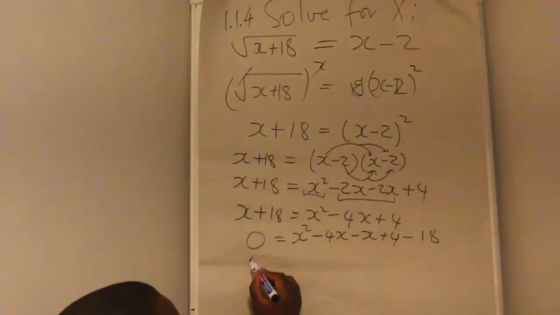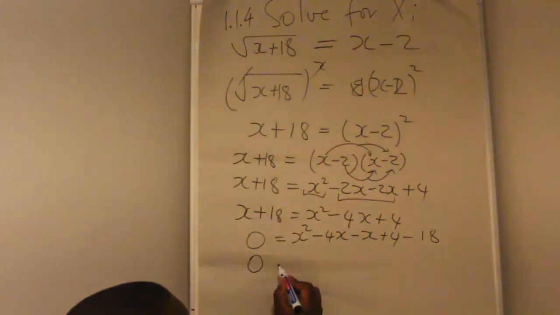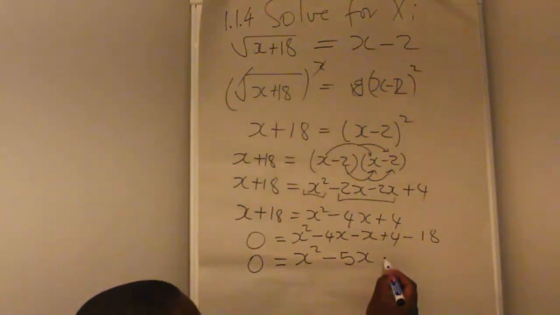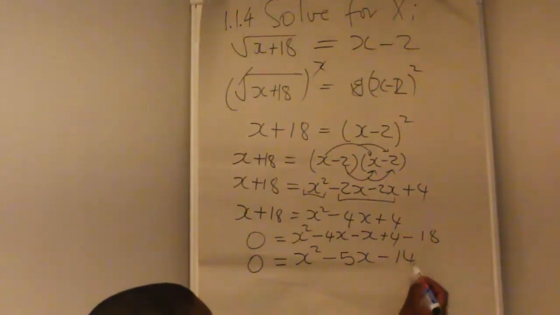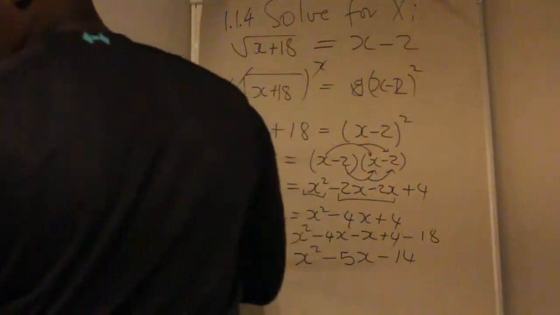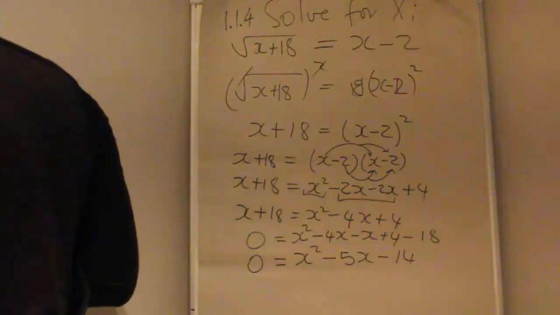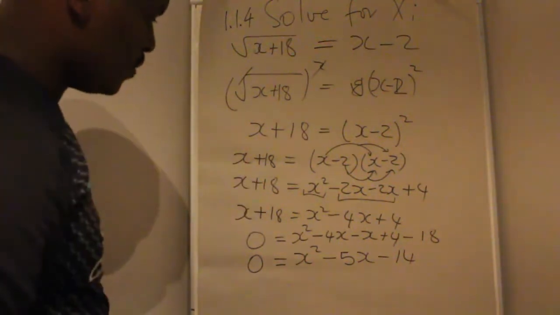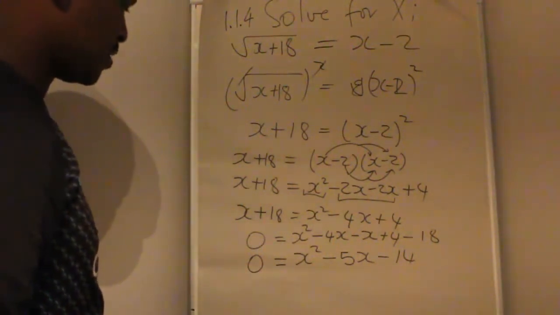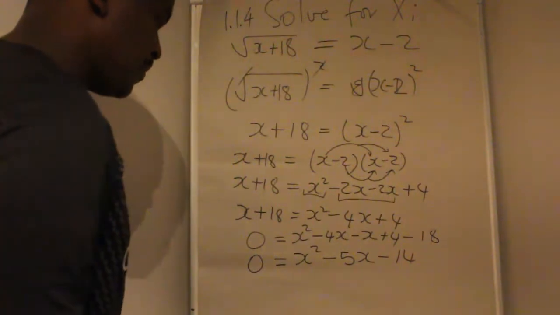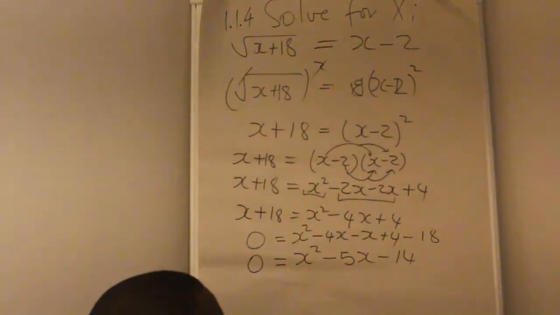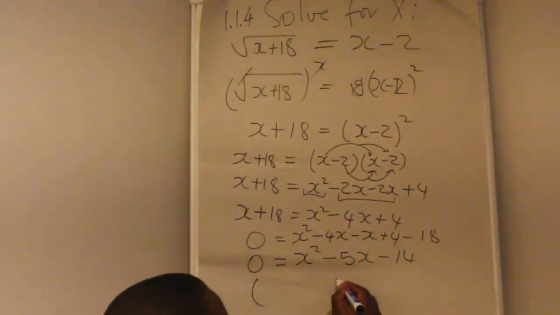From here, we go further: 0 is equal to x squared minus 5x minus 14. When you're in this position, you are on 1.1 of your equation. The next thing to do is to factorize this, like in previous problems, or use the quadratic formula, but I will factorize it.